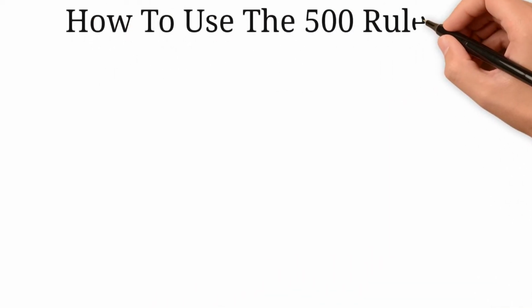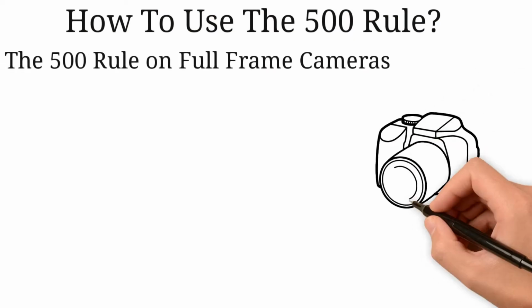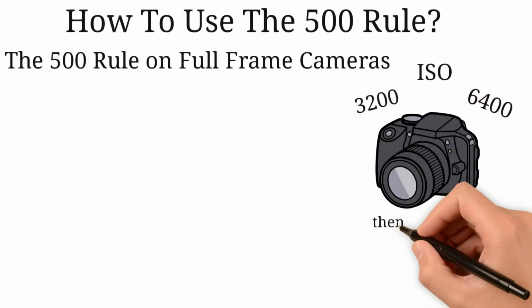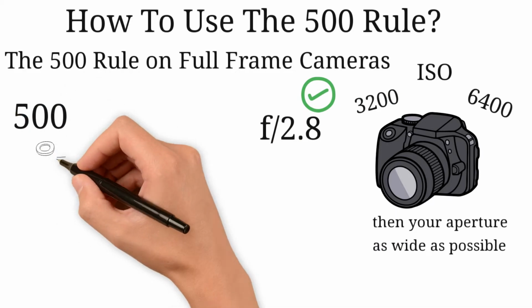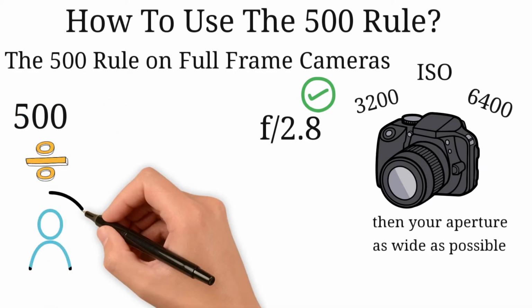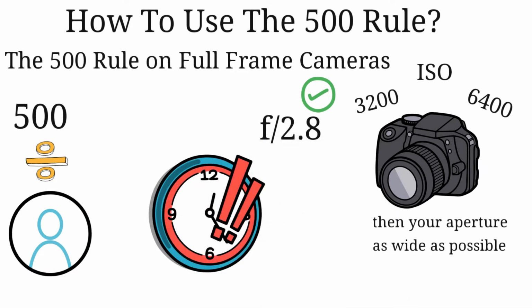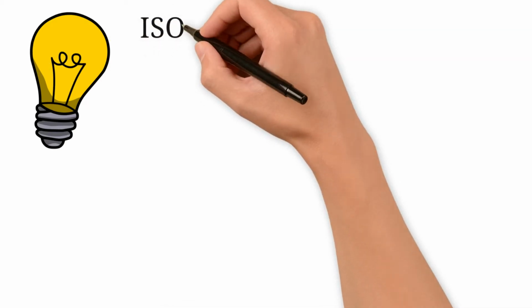How to use the 500 Rule. The 500 Rule on full-frame cameras. If you own a full-frame camera, make sure you set the ISO to 3200 or 6400 first. Then set your aperture as wide as possible, e.g., f/2.8 is perfect, and lastly take the number 500 and divide it by the focal length number of your camera, and that's the amount of time you want to set your shutter speed. Something worth mentioning is that ISO is your camera's sensitivity to light.